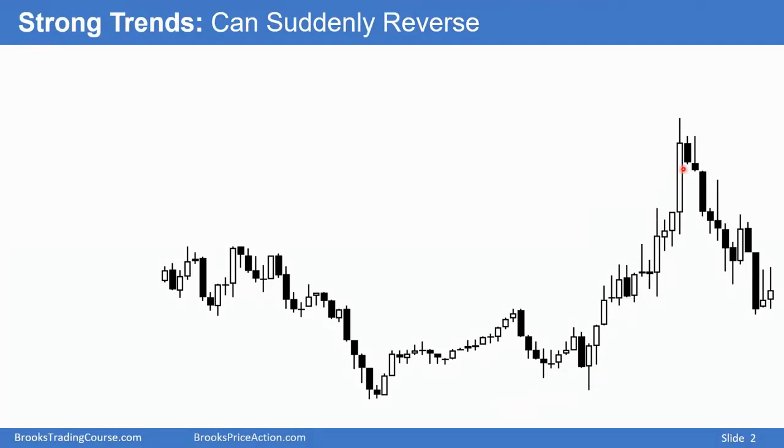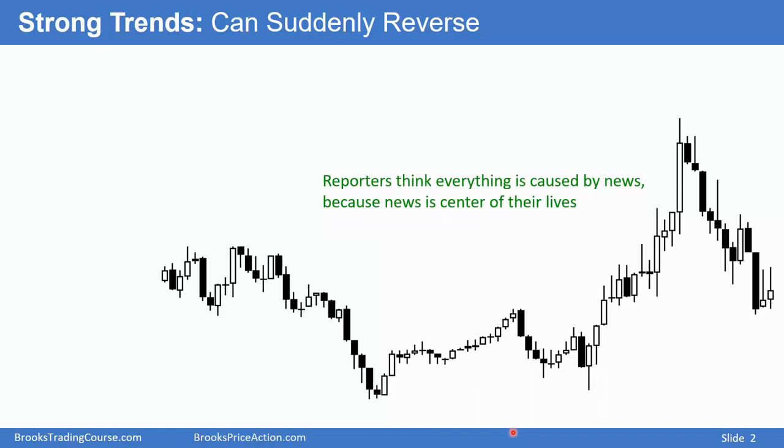The market is rallying strongly here, but then look at this, it reverses abruptly. Even a very strong bull trend can reverse suddenly. If this is a 5-minute chart, and the market did this late in the day like this, you turn the news on, the news would say the market sold off because a certain news event happened. Remember, they believe news causes everything. They believe everything is caused by news.